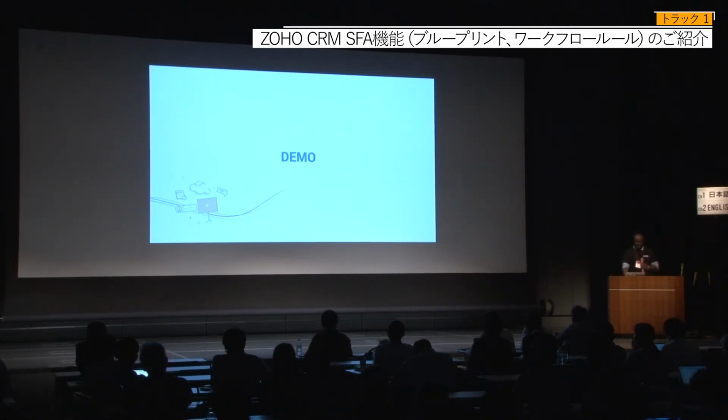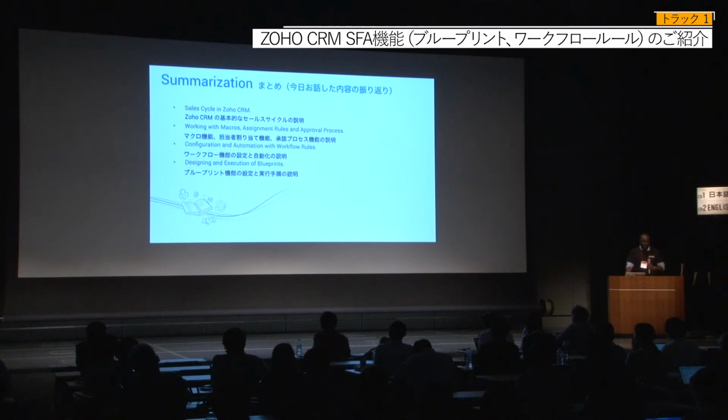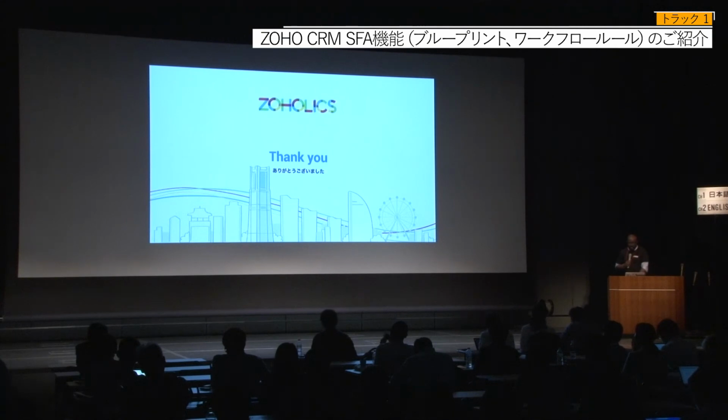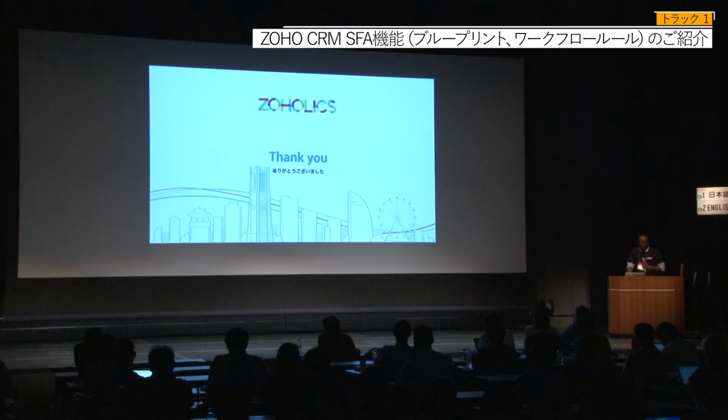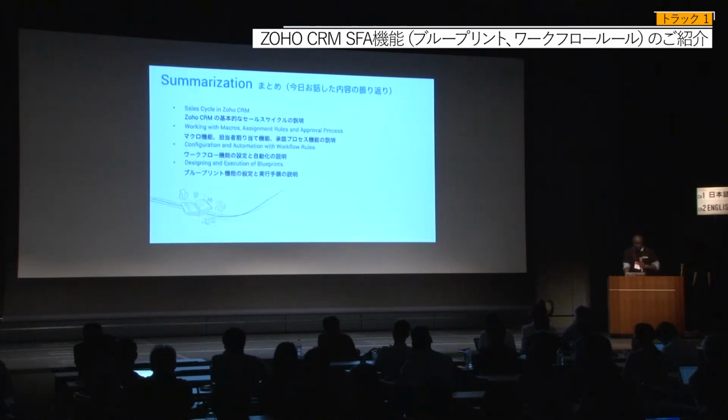So let me just give you a quick summarization of what we saw today. So in the basic sales cycle, you have all the modules in Zoho CRM. You have leads, contacts, accounts, and deals, and activities. The things which we have are tasks, events, and calls. These are the modules which we have inside Zoho CRM. And we saw about macros. So macros is a set of actions which has been executed to a group of records. And we saw what an assignment rule is.